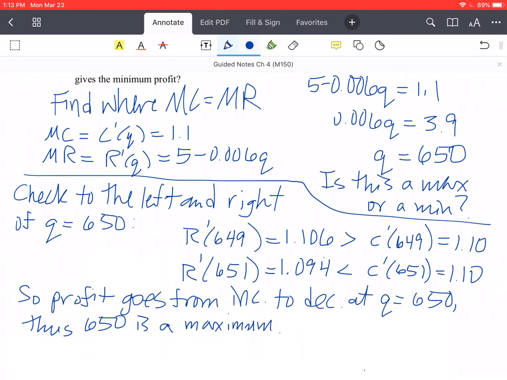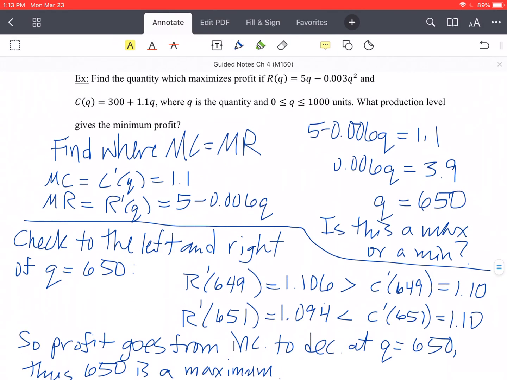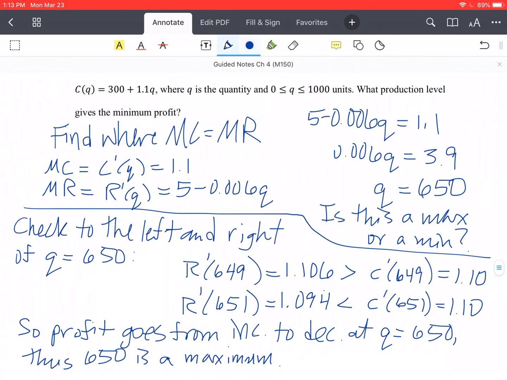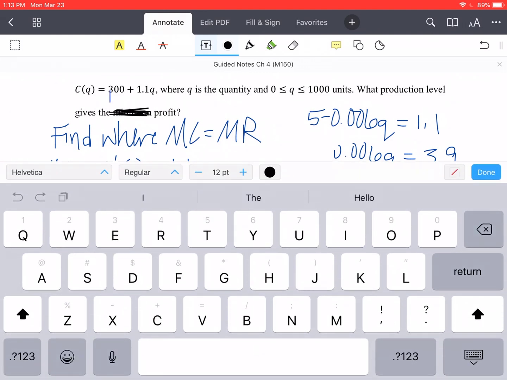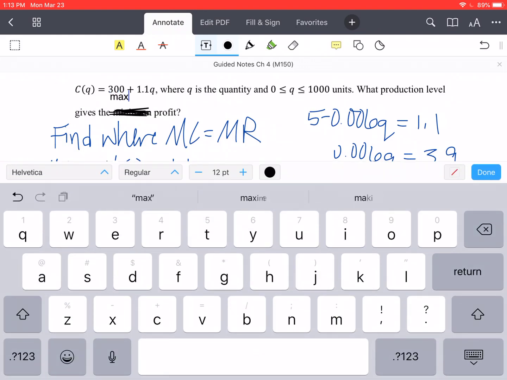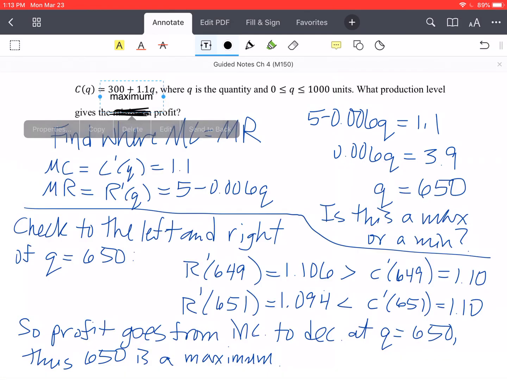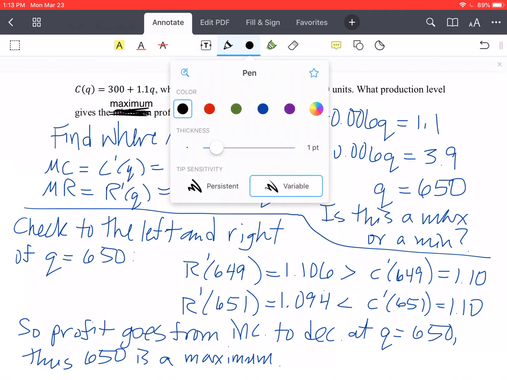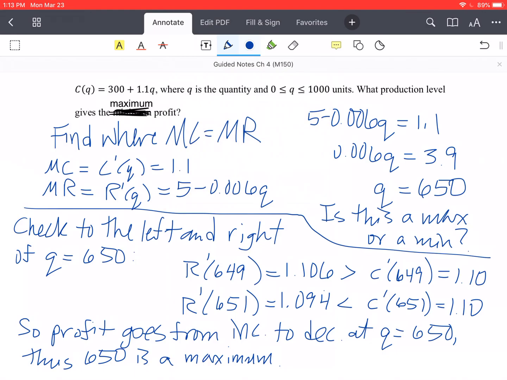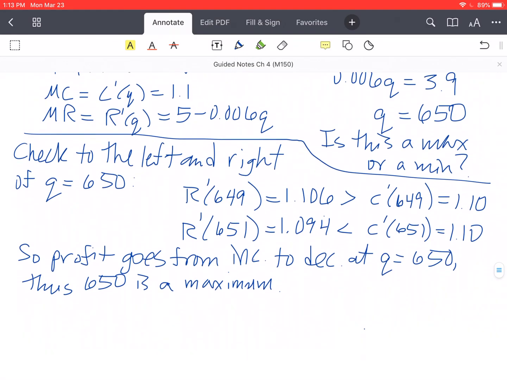And I think in the problem, if we back up here, it says we want the production level that minimizes the profit. I think that's just a typo. Why would you want to minimize your profit? I think that should be maximum. Okay, so 650 is a maximum.